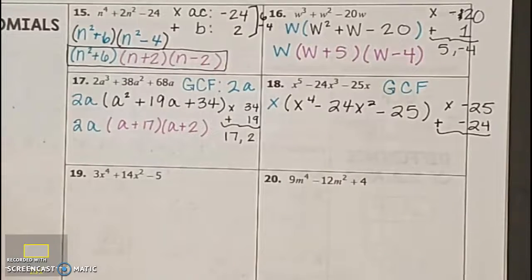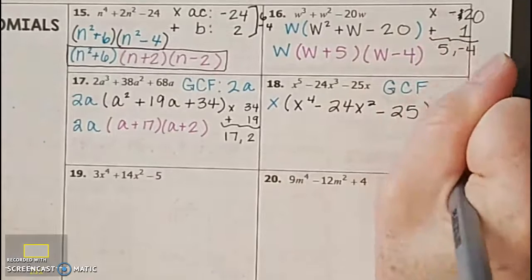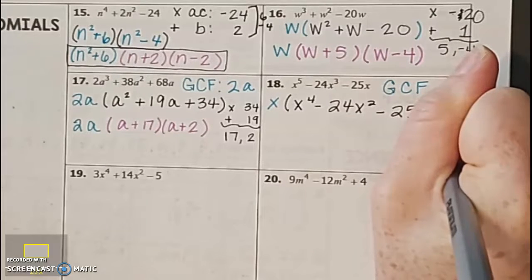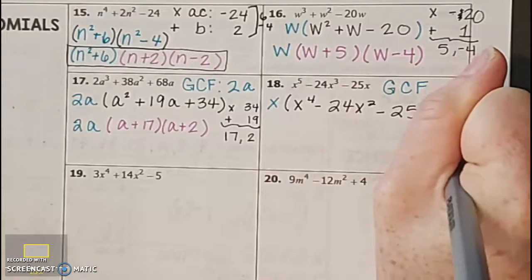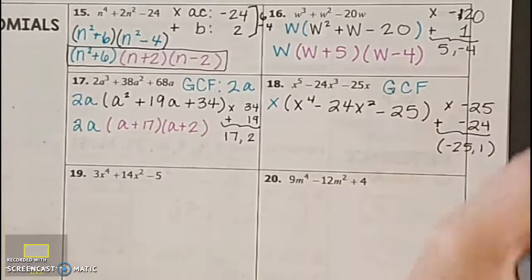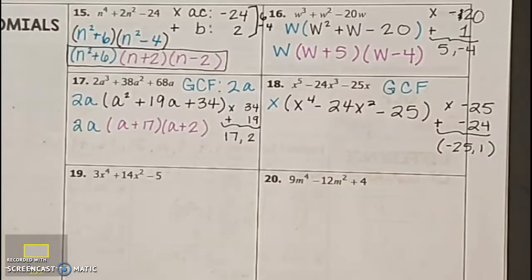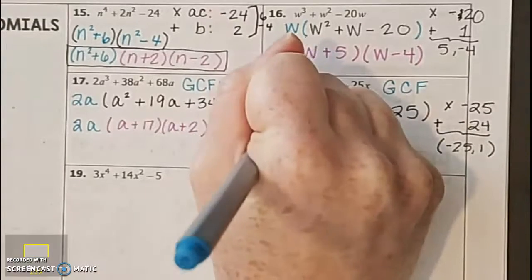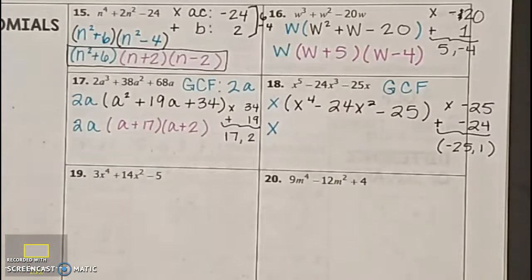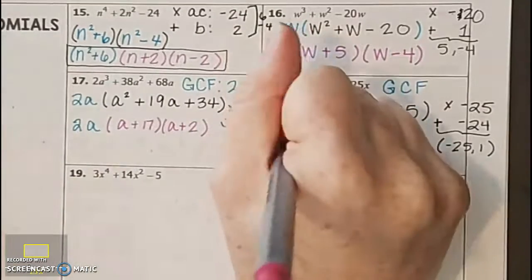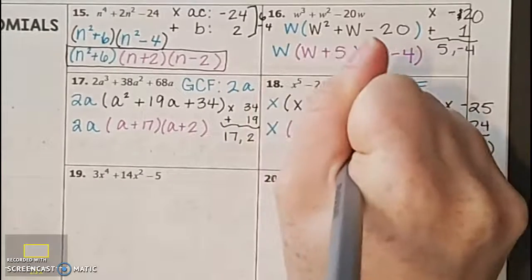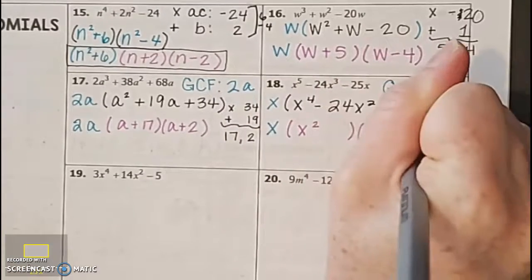Okay, what multiplies to give us negative 25, adds to give us negative 24? That is going to be negative 25 and 1. Negative 25 times 1 is negative 25. Negative 25 plus 1 is negative 24. Okay, so make sure you keep that GCF x on the outside. And then your two parentheses, again, you're going to have those squared terms. So instead of x and x, it's going to be x squared and x squared. Okay, then we have a negative 25 and plus 1.